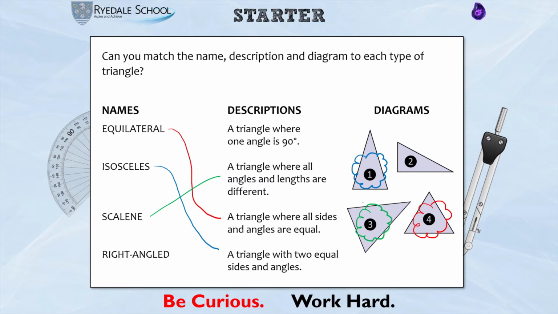And finally, that leaves the right angle triangle, and a right angle triangle is pretty much exactly what it sounds like. It is a triangle with a right angle. So that one must be the triangle that has an angle of 90 degrees. And it is that one there. And I'm sure we are used to seeing right angle triangles.